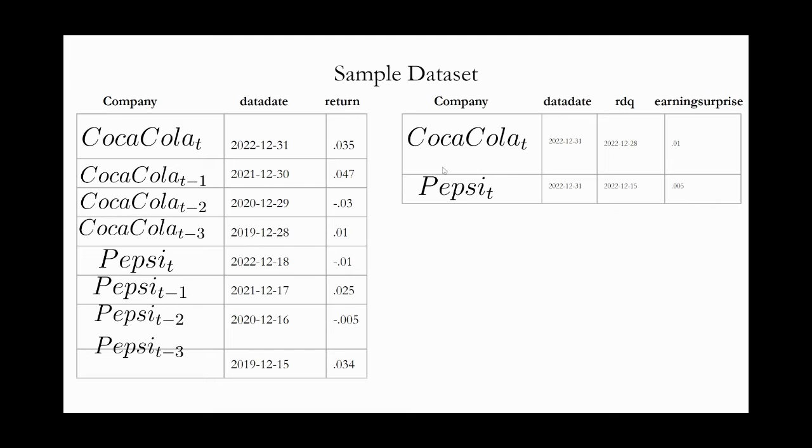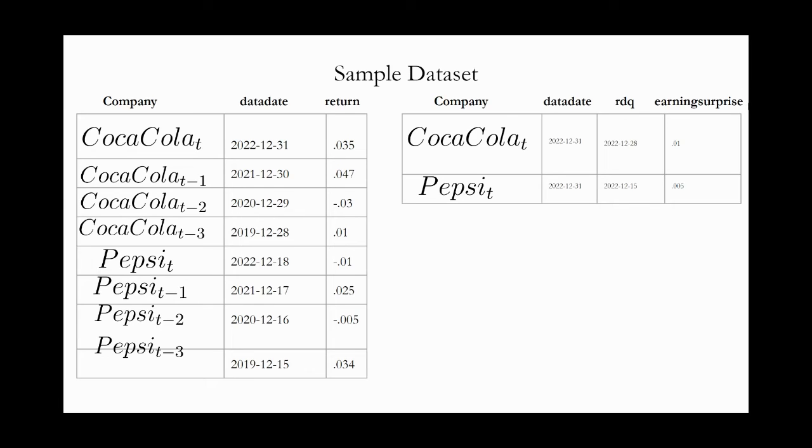Now, if instead we had used this as our left side table and this as our right side table, then we would only end up with 2 rows. Because it would take Coca-Cola and would match in the return on this date, the December 28th. So we would have 2 rows, this row, and it would have a return date here.